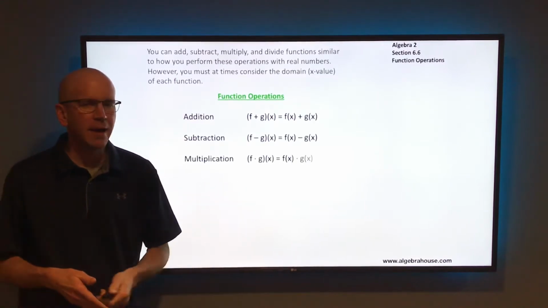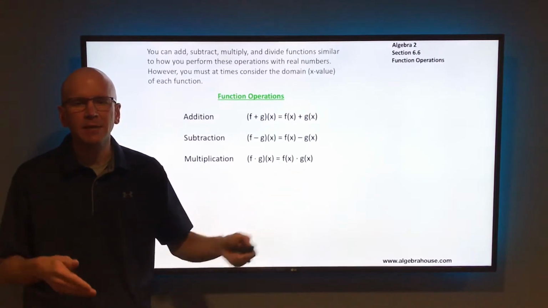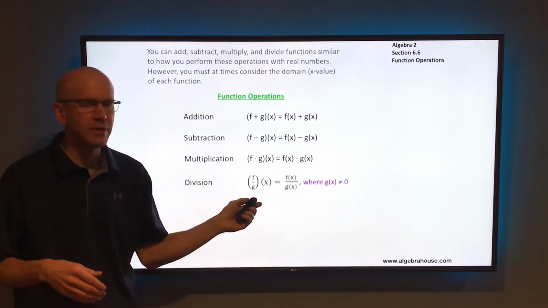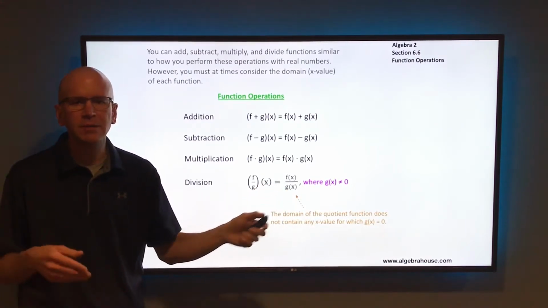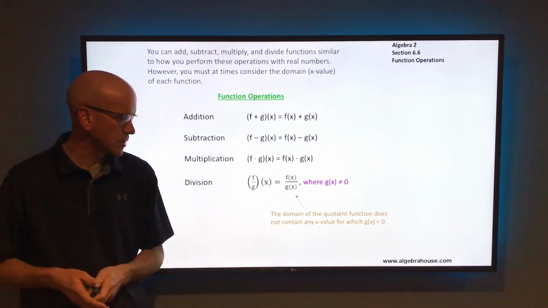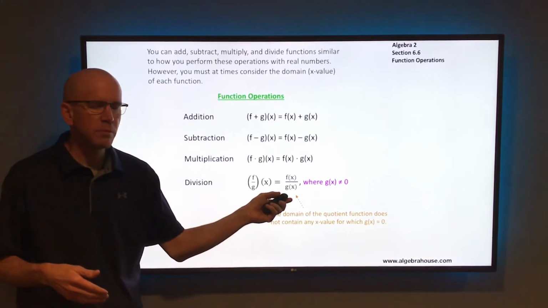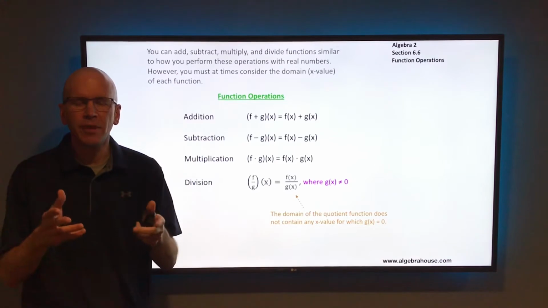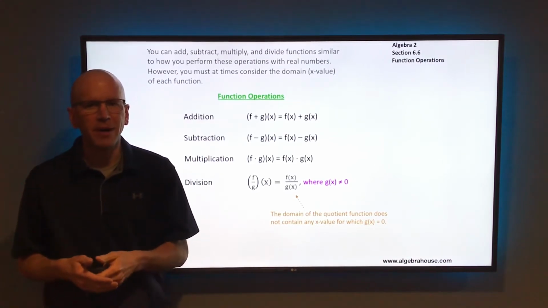Multiplying functions, f times g of x, is the same as f of x times g of x. And finally, dividing functions, f over g of x would be the same as f of x divided by g of x, or f of x over g of x. The domain of the quotient function does not contain any value for which g of x would be equal to 0. So you cannot have the denominator equal to 0. If the denominator is 0, that means you're dividing by 0, and that is undefined.